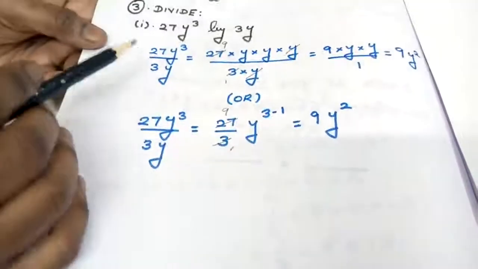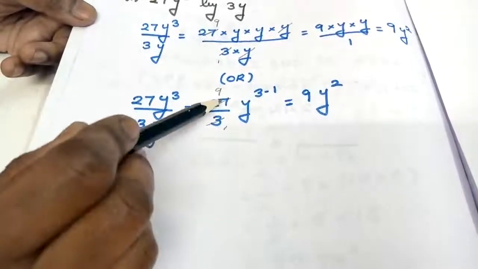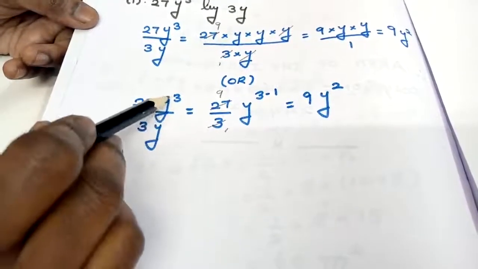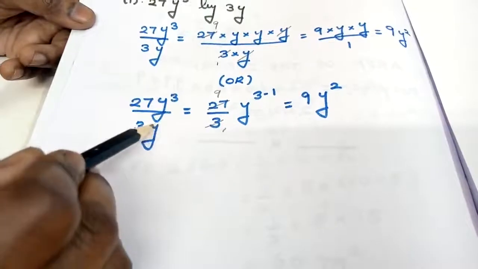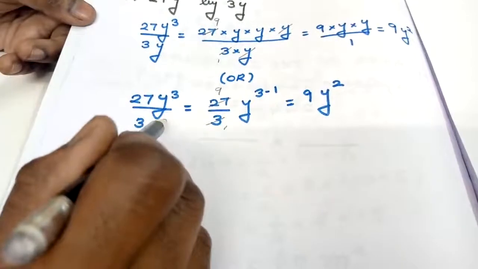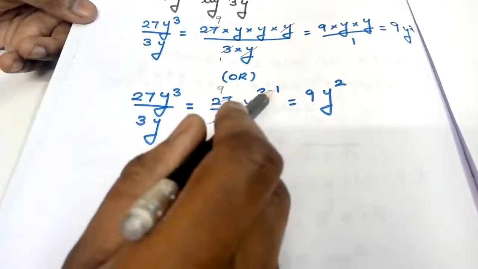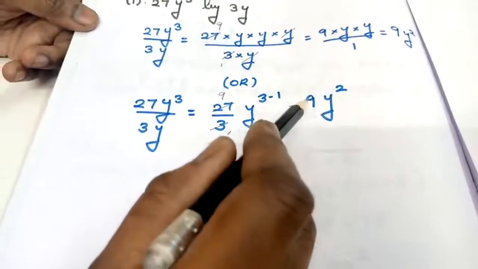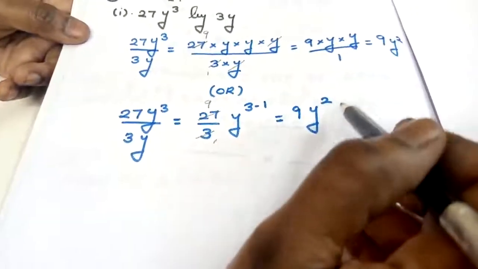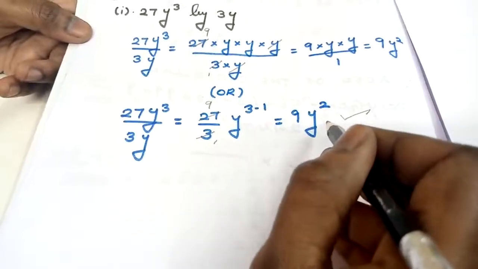Or for the same question, cancel: 3 1s are 3, 3 9s are 27. In this particular case, if you see, both are y, the power is different, y to the power 3 and y. Here, if you do not have a power, it means 1. The denominator power, if I am going to bring it to the top, becomes minus 1. So 3 minus 1, if you calculate, 9y square. So both the answers are same. In two different ways we can do the calculation, and the best way is this one, the easiest way of doing the calculation.